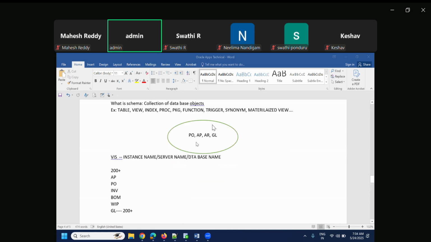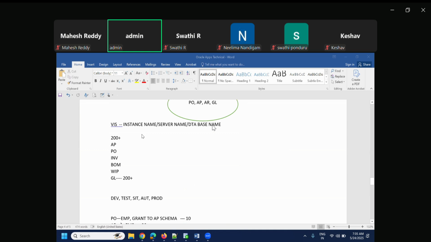For each department, there is one schema. For example, take a procurement team. There is one separate team. There is finance, then account payables and account receivables. Like manufacturing, for each department there is a separate schema. In that schema, we could see the corresponding tables, packages, procedures, whatever the database objects.